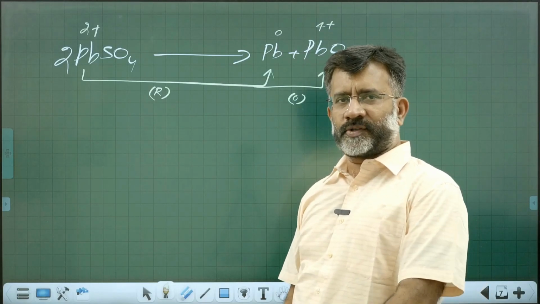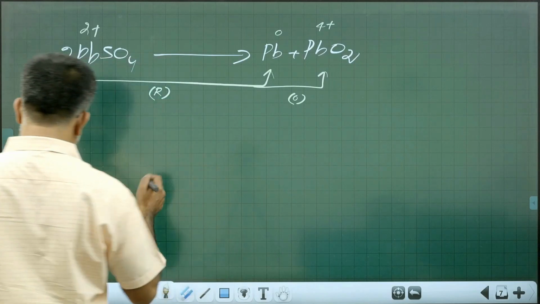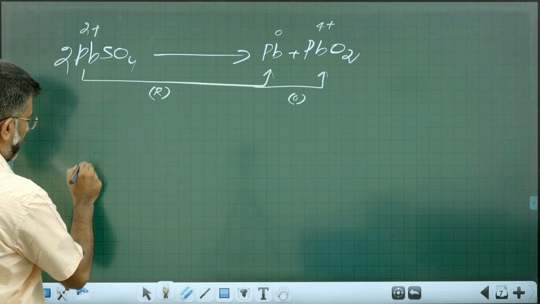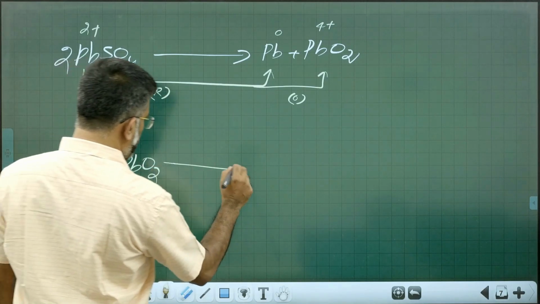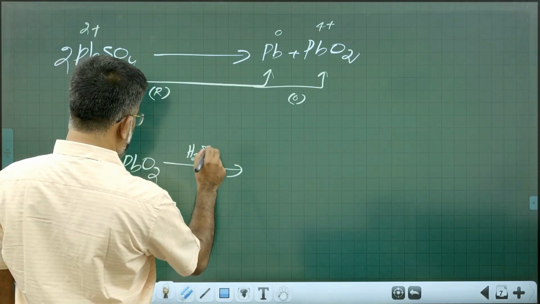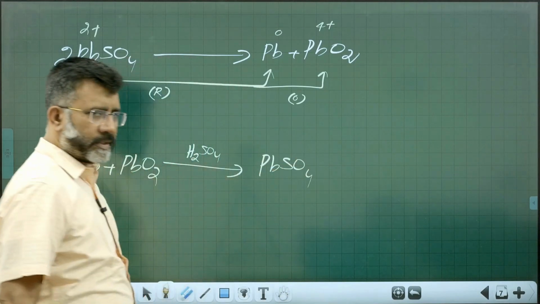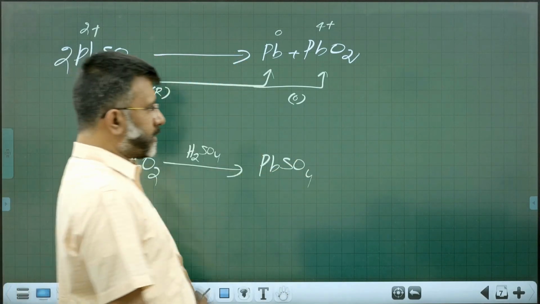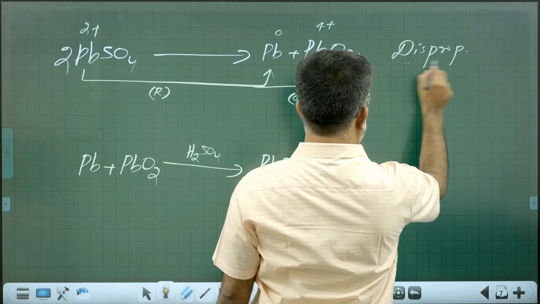This is a reaction happening in the lead storage battery, where the reaction during discharging is Pb plus PbO2 with sulfuric acid, and you are getting PbSO4. Already we have discussed this. This is a disproportionation reaction.